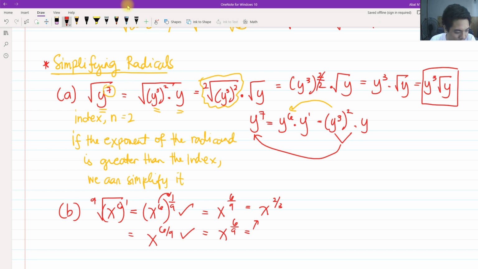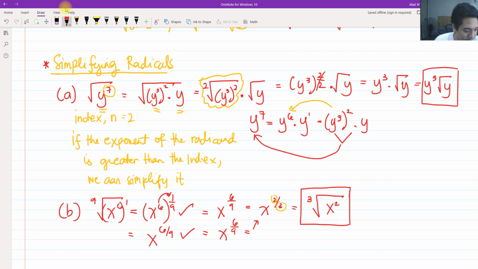Now, if we rewrite this back into radical form, this 2 is the exponent of whatever is inside the radicand, and this 3 is the index. So this would be the cube root of x squared.